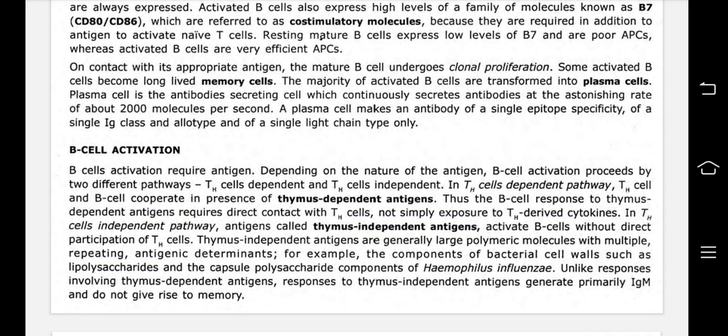Thymus-independent antigens are generally large polymeric molecules with multiple repeating antigenic determinants, for example, the components of bacterial cell walls such as lipopolysaccharides and the capsule polysaccharide components.